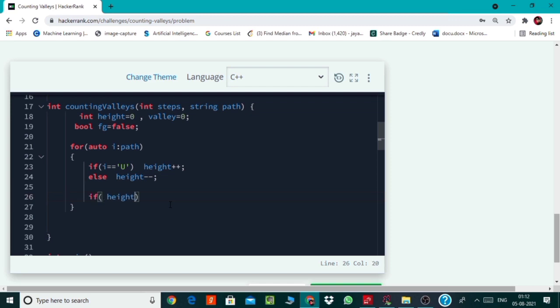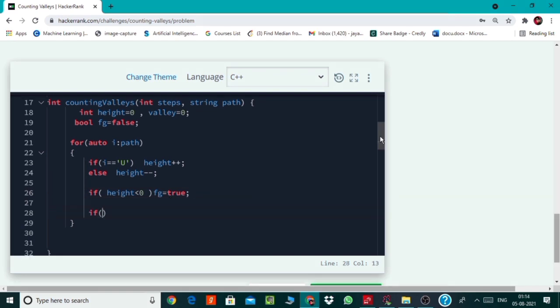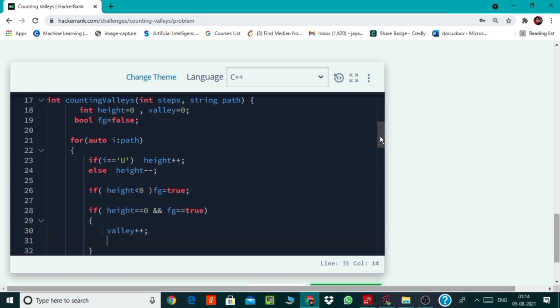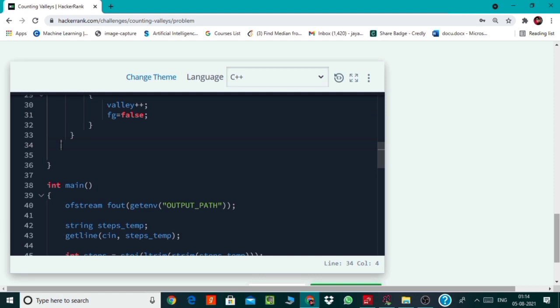Also note that if the height is negative, then we will make the flag true because we have entered a valley. We will also check if the height is 0 and flag is true, which means we have come out of the valley, so we will increase our valley count by 1, and we will also make the flag false because we have come out of that valley. So we will be iterating, and at the end we will return this valley count.